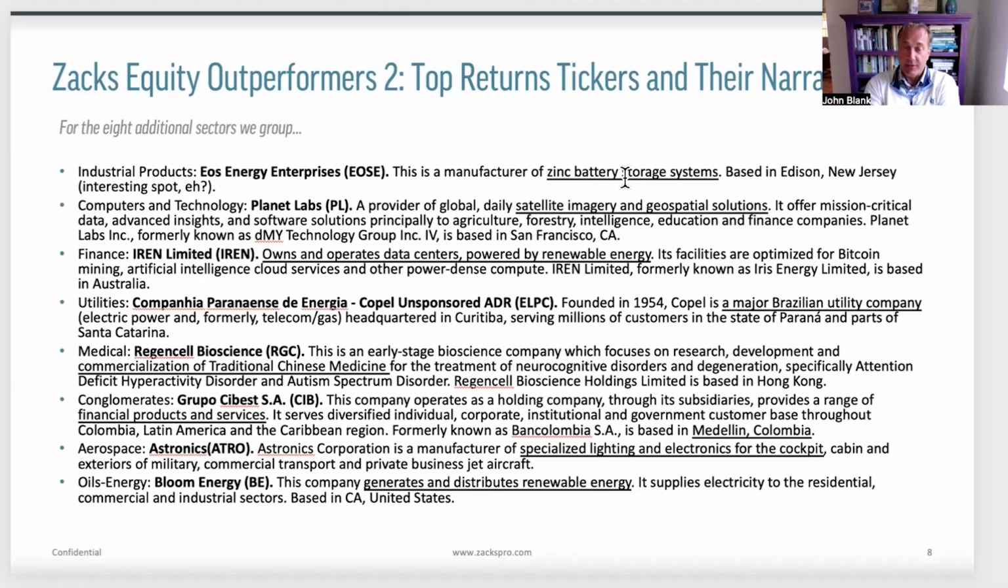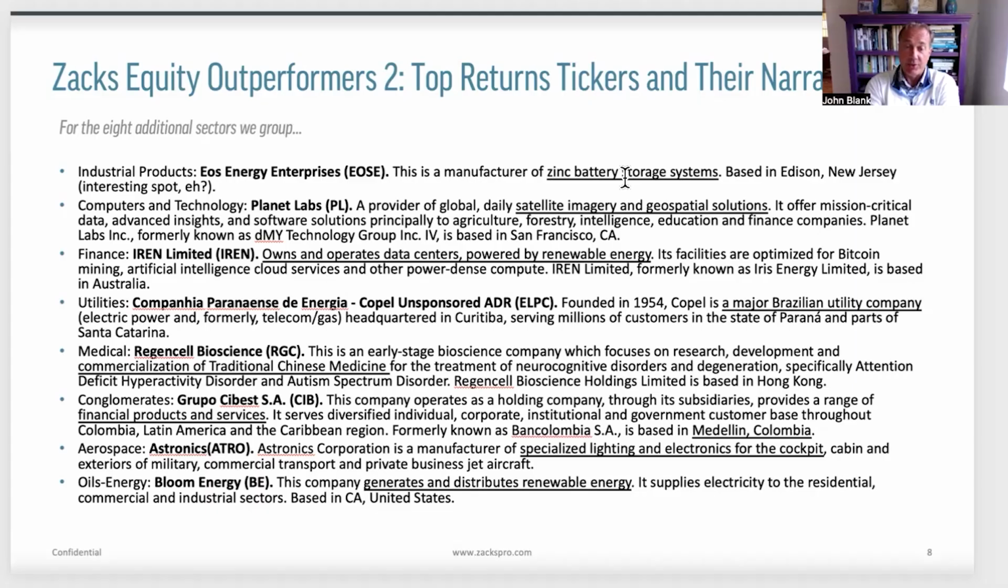Grupo Cybest down in South America in Medellin, Colombia. So if you're looking for a name in the international space, which, by the way, has heated up this year, take a look at Grupo Cybest, ticker CIB. In aerospace, we've got Astronics, ticker ATRO. They specialize in lighting and electronics for the cockpit, cabin, and exteriors of military, commercial transport, and private jets. So this is just a great play to play both electronics and aeronautics and planes generally for all kinds of uses. And that's definitely a boom market right now. The world is getting more and more tied together with all these planes.